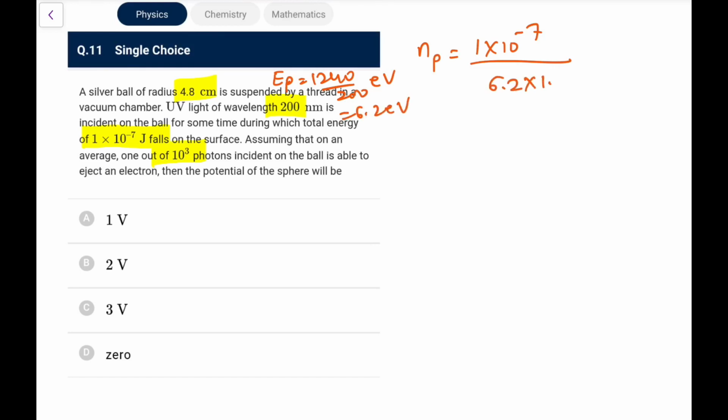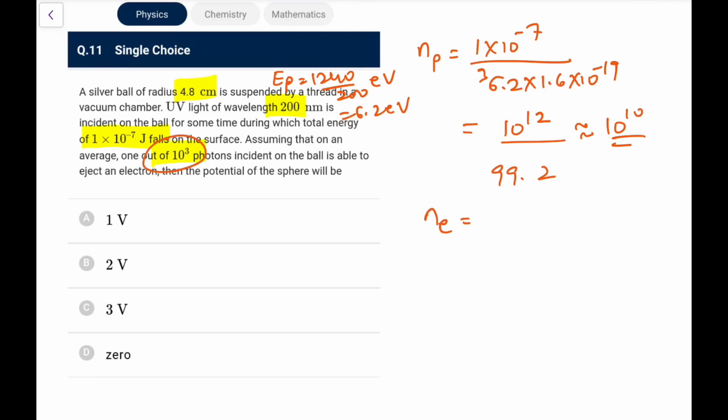So converted, 6.2 into 1.6 into 10 to the power -19. So number of photons coming out would be 10 to the power 12 upon 6.2 into 1.6, that is roughly 16 2s are 32, 16 6s are 96, 99.2. I can approximate it as 10 to the power 10. Okay, so 10 to the power 10 photons are falling. So the number of electrons that would be taken out would be 10 to the power 7, because out of 10 to the power 3, 1 is successful.